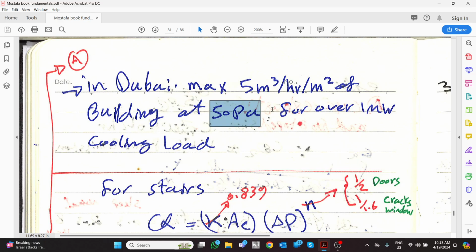whether you are meeting this or not. And you can depend on these numbers later on if you have a higher or super high rise building, but later on we're going to get to it.